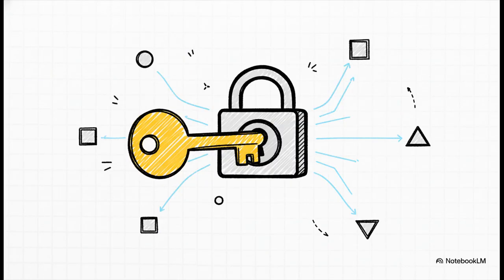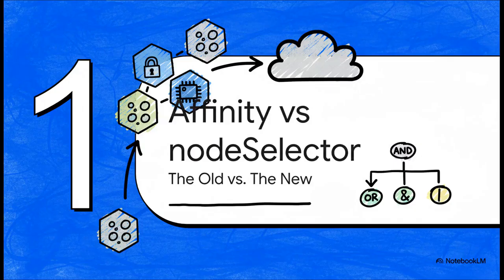Now, you might have heard about some older ways to do this, but the modern, flexible, and this is the important part, the officially recommended way is a feature called node affinity. This is really the key to unlocking some seriously sophisticated and fine-grained control over your pod placement. And to really get why node affinity is such a big deal, we've got to look back at what came before it, the node selector. By putting the old way and the new way side by side, you'll see just how much more expressive and flexible this new approach really is.